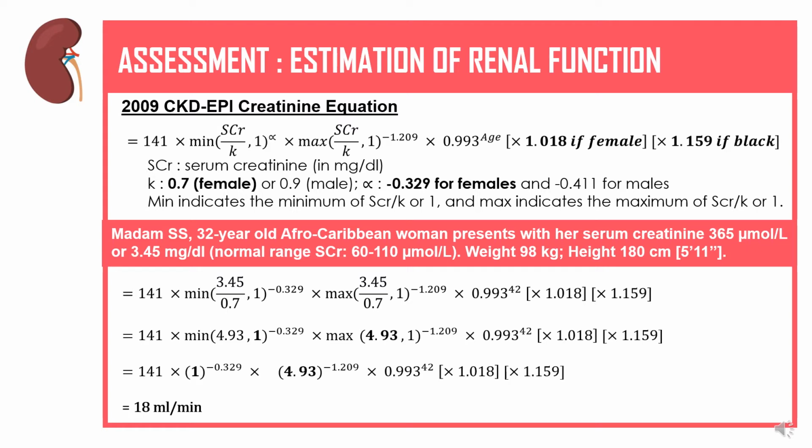That's why for the 2009 CKD-EPI creatinine equation, we use 141 times 1 power of negative 0.329 times 4.93 power of negative 1.209 times 0.993 power of 42 times the constant values, which since she is female, times 1.018, and she is black, so times 1.159. So the answer should be 18 milliliter per minute. So this is her eGFR using the 2009 CKD-EPI creatinine equation.